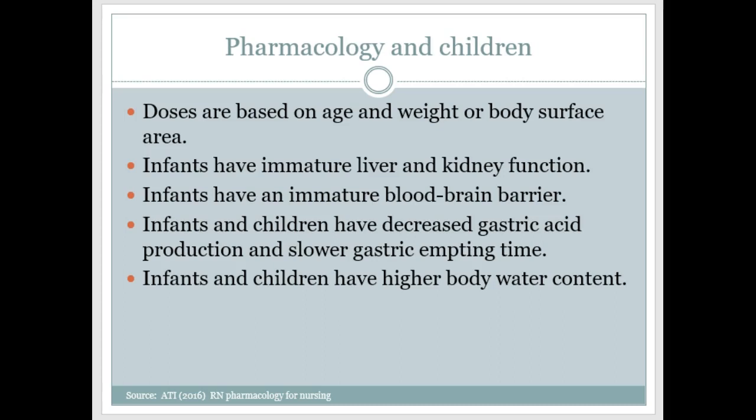Some things to think about around pharmacology and children. Doses are based on a child's age and weight, or sometimes body surface area. Developmentally or physiologically, infants have immature liver and kidney function, and so that can affect how medications are absorbed. It can also affect how toxic medications can be to kids. They also have an immature blood-brain barrier, and so might experience more neurologic effects from medications.